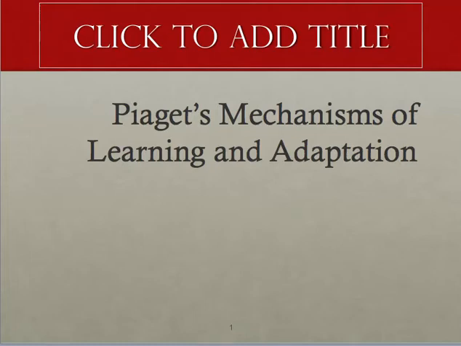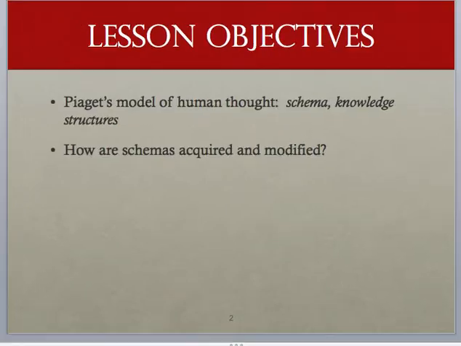Today we're going to talk about Piaget's mechanisms of learning and adaptation. Our goals for today's lesson are to think about Piaget's model of human thought, including his concepts of schema, knowledge structures, and then also the process of how schemas are acquired and modified through assimilation and accommodation.